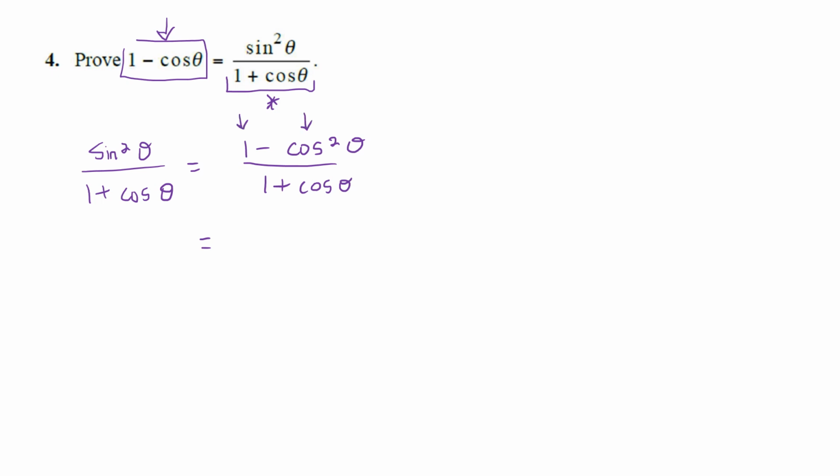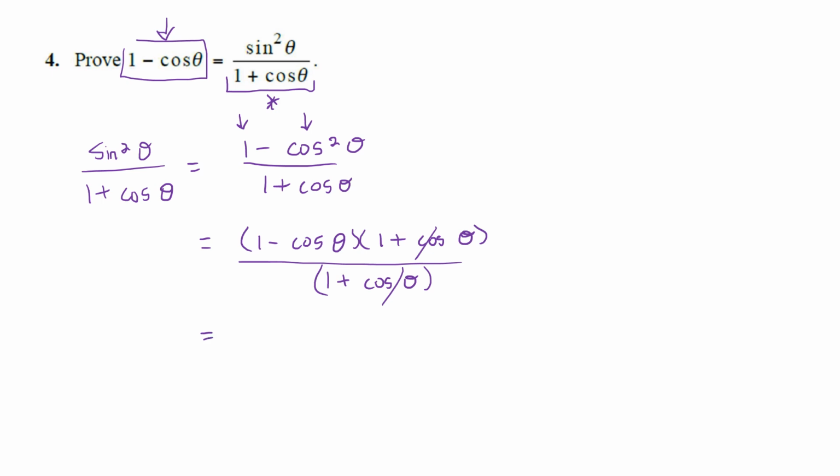Then I see here that my numerator is also a difference of perfect squares. So a difference of squares. 1 is a square and cosine squared is a square. So I can rewrite this as 1 minus cosine theta times 1 plus cosine theta all over 1 plus cosine theta. So I have 1 plus cosine theta in the numerator and denominator, which cancel out, leaving me with 1 minus cosine theta, which is exactly what I'm trying to prove. Alrighty.